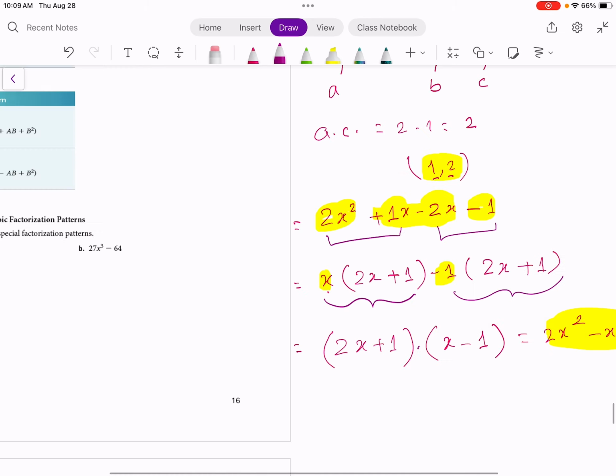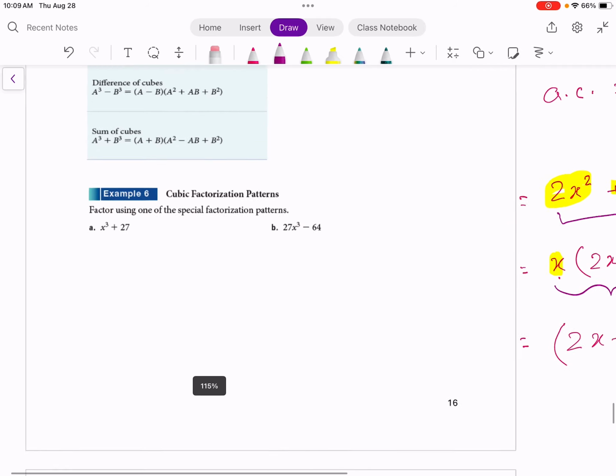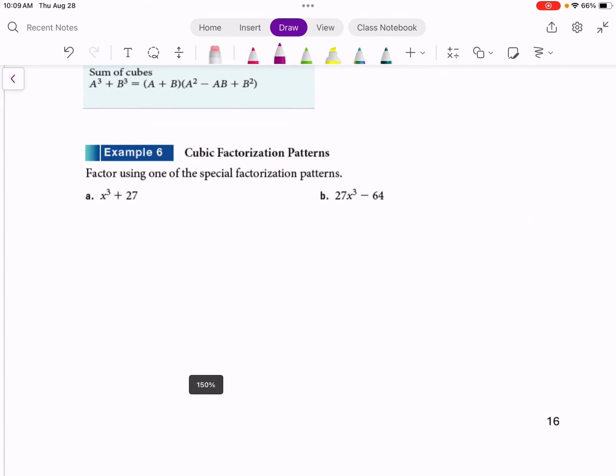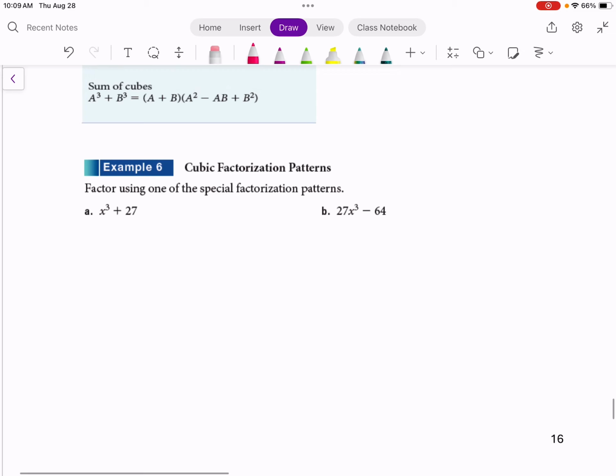Okay, so the next, let's do a few more examples. We have x cubed plus 27. Let's factorize. The very first step is looking for the common factor in each term, and we don't have any. Now, if we do not have any common factor, we count the number of terms. How many terms do we have? 2 terms, x cubed and positive 27.